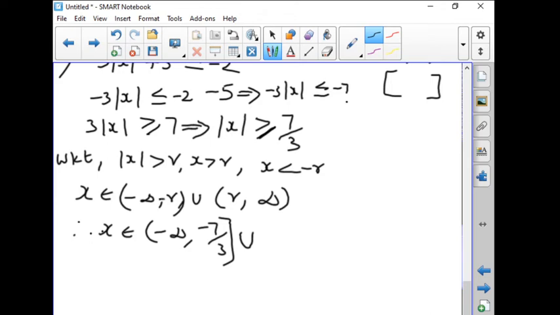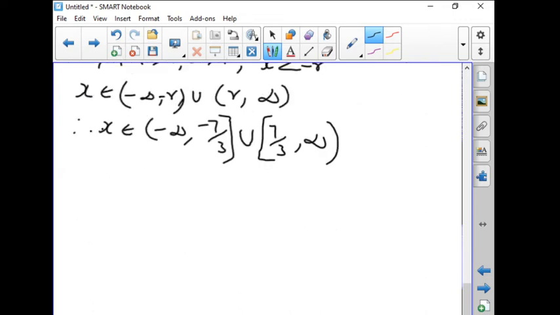Sorry, this is minus 1. Okay, so union closed 7 by 3 comma infinity. For plus infinity and minus infinity, it is always open. Remember that. And closed bracket means here minus 7 by 3 is included. When we use open bracket, the end points will not be included.